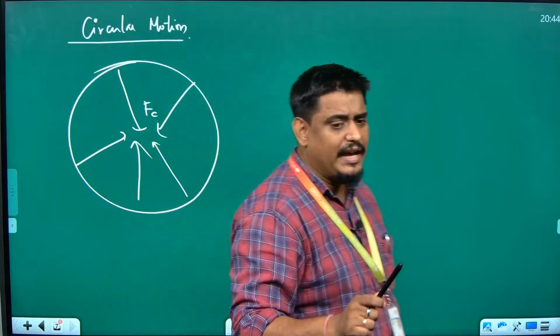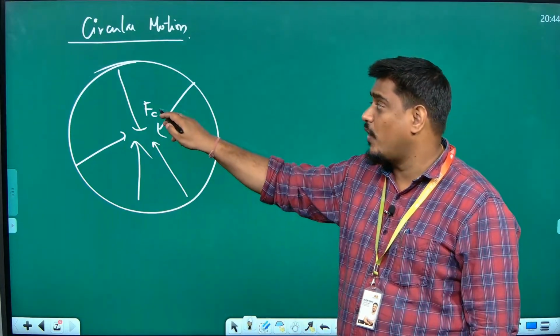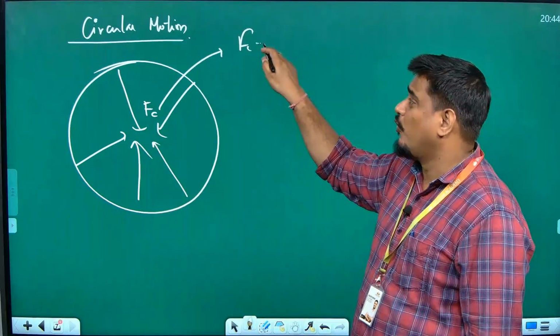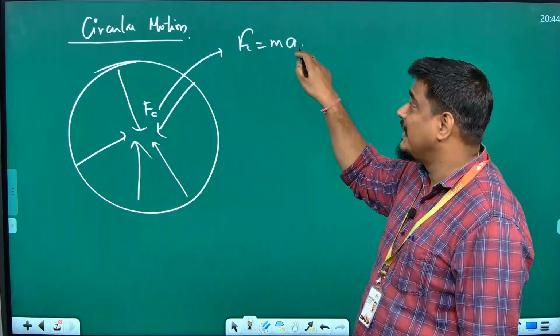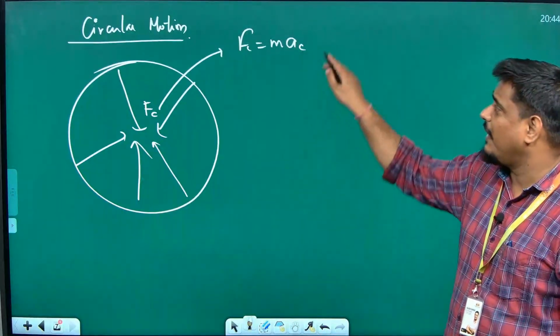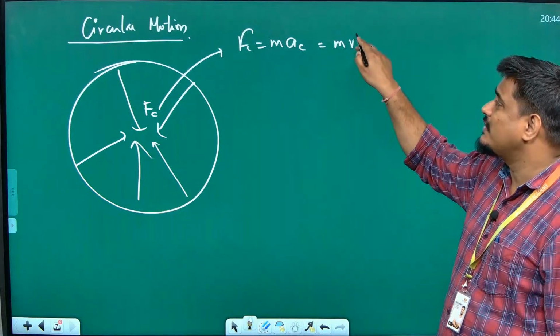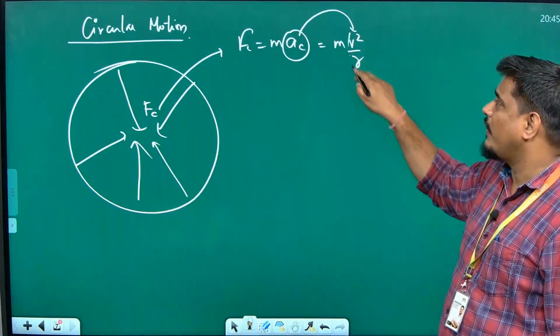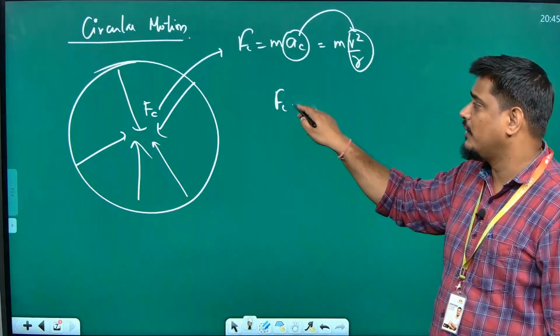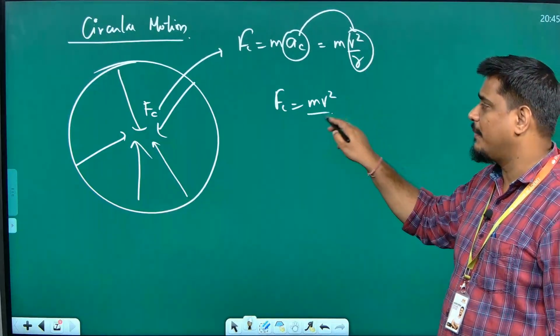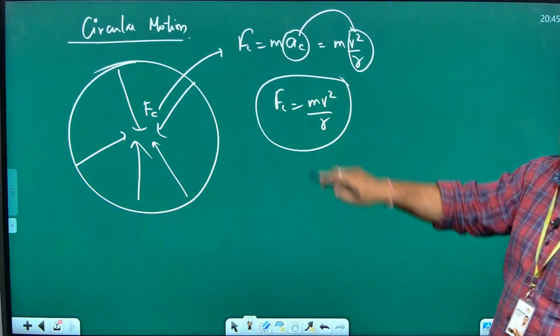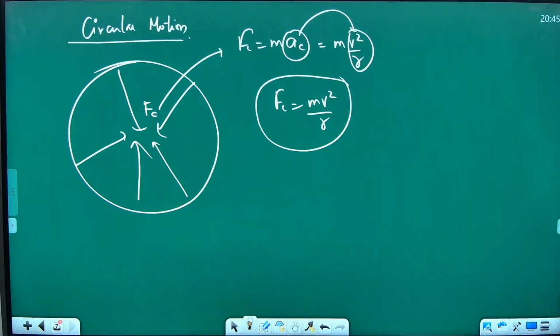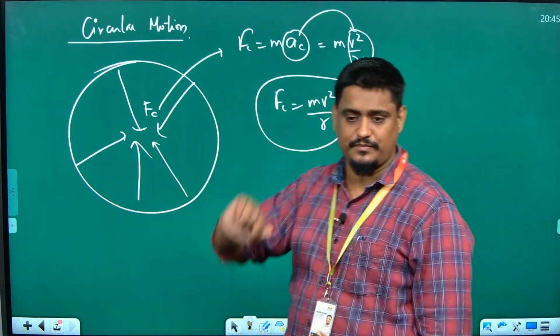it will definitely have a centripetal force towards the center, and centripetal force will be mass into centripetal acceleration, and centripetal acceleration is given by v square by r. Centripetal acceleration formula is what? v square by r. So centripetal force will be m v square by r, where m is the mass of the object, v is the velocity of the object, and r is the radius of the path.